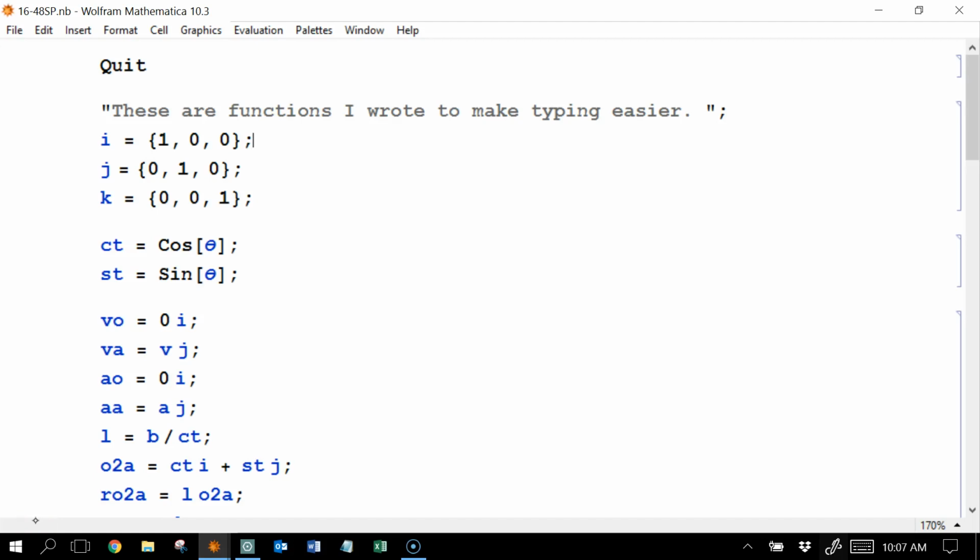Okay, this video shows how to use Mathematica to solve problem 1648. As usual, I do a quit here at the top, just in case I've been using Mathematica before. I want to make sure that it forgets everything I was using before, otherwise you could get confused. Okay, so here are the standard i, j, k. Should be second nature now. All I'm doing here is defining cosines and sines, so it makes the typing easier.